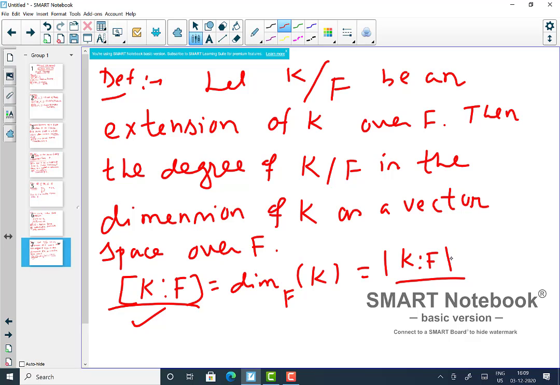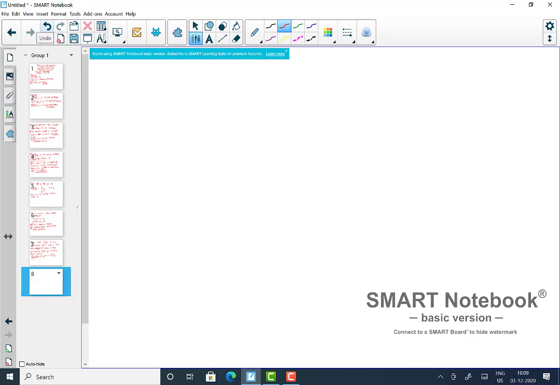Now we would like to know that given a field, and you start with a polynomial ring over that field and find an irreducible polynomial, can you find some extension which contains the root of that polynomial? The answer is yes. And before doing that, I would like to give one more remark.